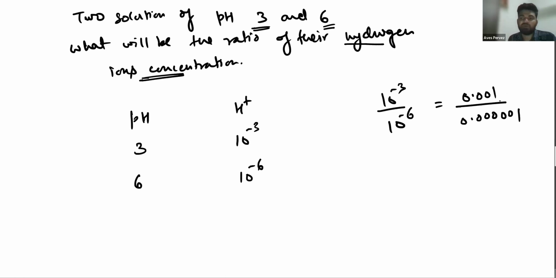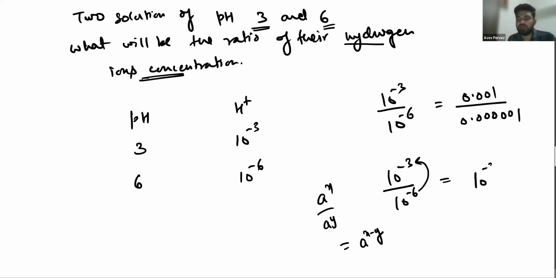Or you can do it by a simple mathematics rule. 10 to the power minus 6, this 6 goes upside because the base is the same. And if you have a raised to the power x upon a raised to the power y, you get a raised to the power x minus y. So simply you can write 10 raised to the power minus 3 minus of minus 6. Keep in mind that you have to write minus and then minus 6, and minus becomes plus. So minus 3 plus 6. This becomes 10 raised to the power positive 3, and this is 10 raised to the power 3 upon 1. That is 1000:1.